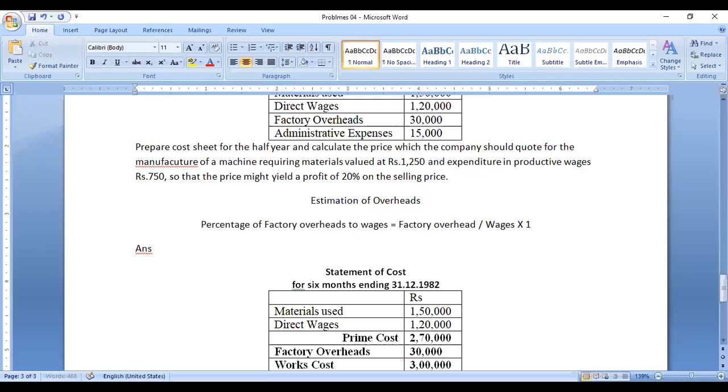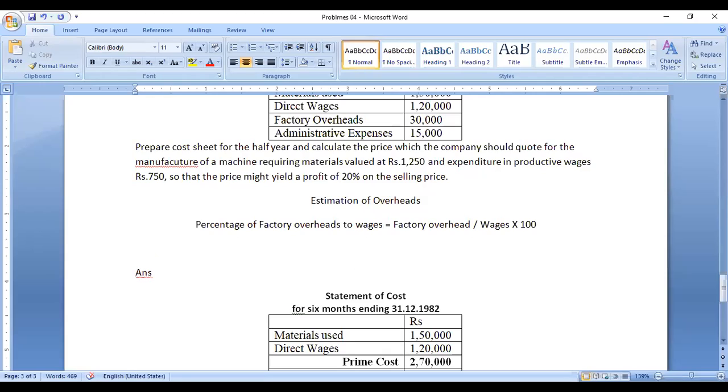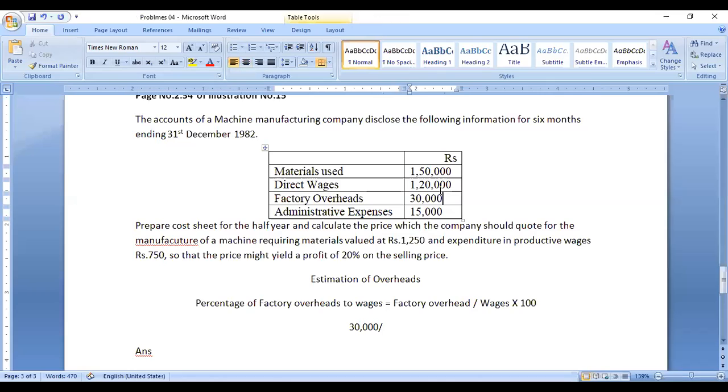This is a formula. On the basis of the estimation of the overheads only, it will be applicable to the next stage also, right? So what is our factory overheads? Factory overhead is 30,000 on the basis of the above question. The above 30,000 is the factory overhead. What's the wages? Divided by 1,20,000. If you multiply by 100, you get 25 percent. So this is the percentage.